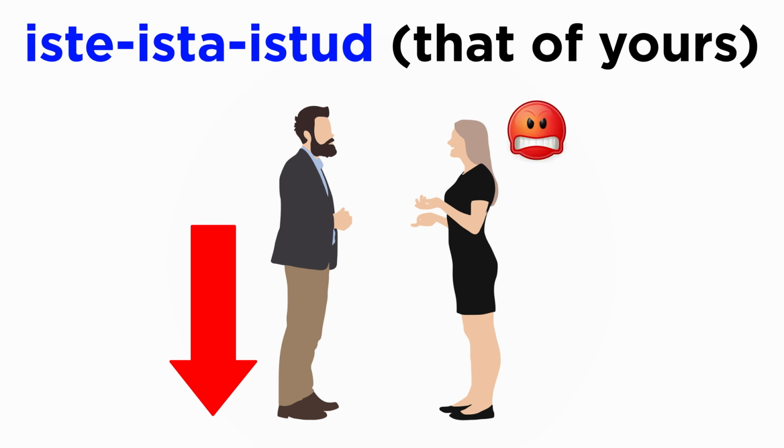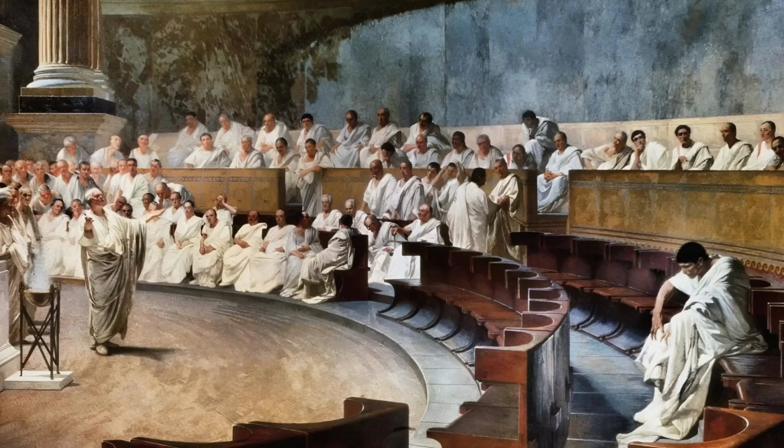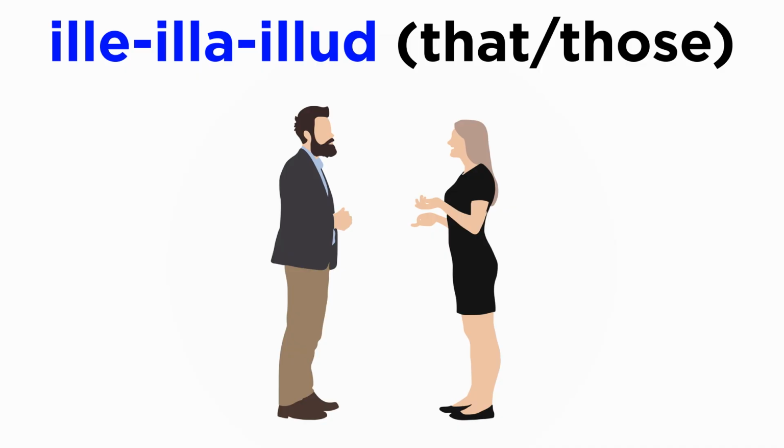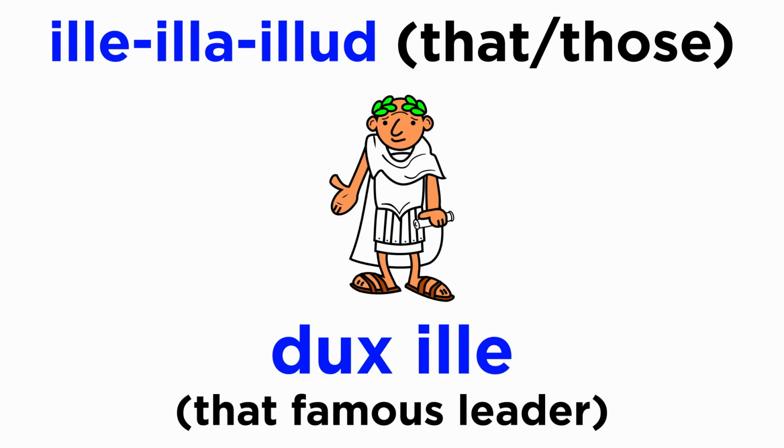Sometimes this adjective could also take a derogatory meaning, showing an undeniable distaste by the speaker for the particular noun that the demonstrative refers to. Cicero uses it very often in his well-known tirades against Catiline. Ille, illa, illud means that, those. It describes what is remote from both the speaker and the listener in place or time. Sometimes it's also translated with that famous or that well known. For example, the expression dux ille becomes that famous leader.